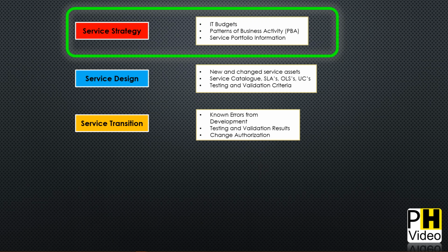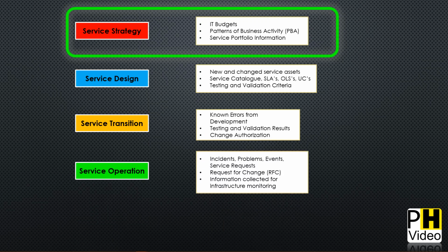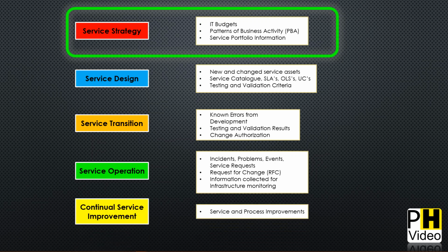Service transition, we're taking the service live. This is testing, validation, change authorization. Service operation, the service is live, it's running. And then continual service improvement, we're going to talk about the 7-step service improvement process.